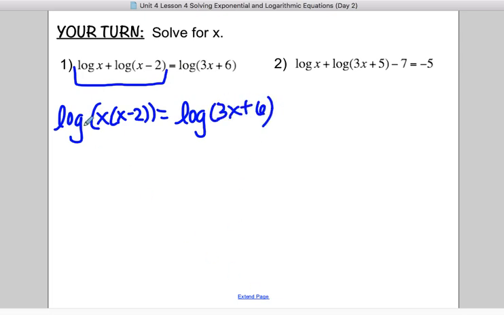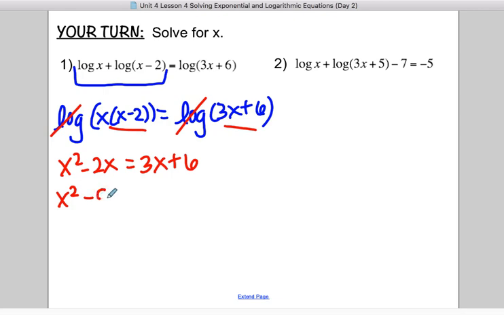Now that the left hand side only has 1 log and the right hand side only has 1 log, I can set the insides equal, so I'll have x squared minus 2x is equal to 3x plus 6. I see it's a quadratic, so I am going to have to factor. So I get everything to one side. So I move the 3x over, move the 6 over. We factor.